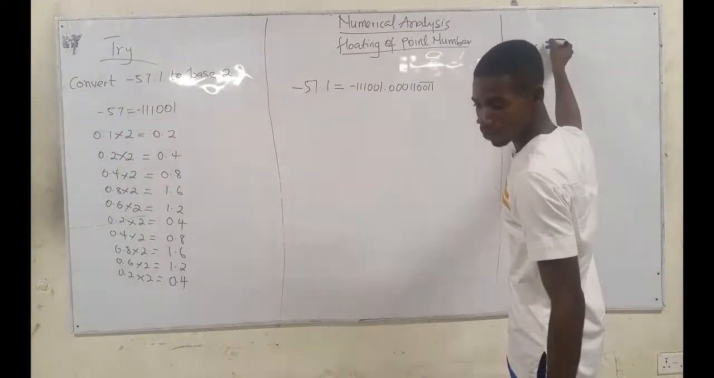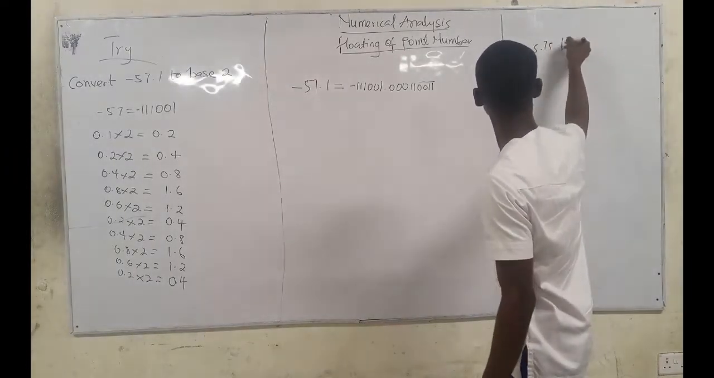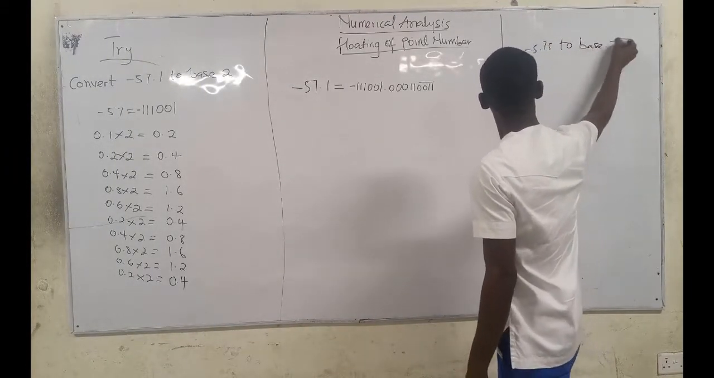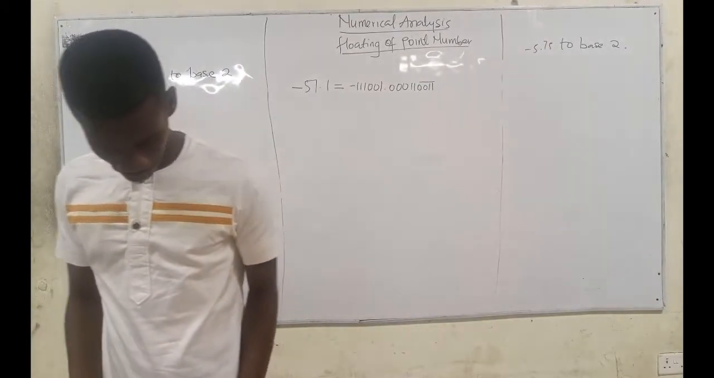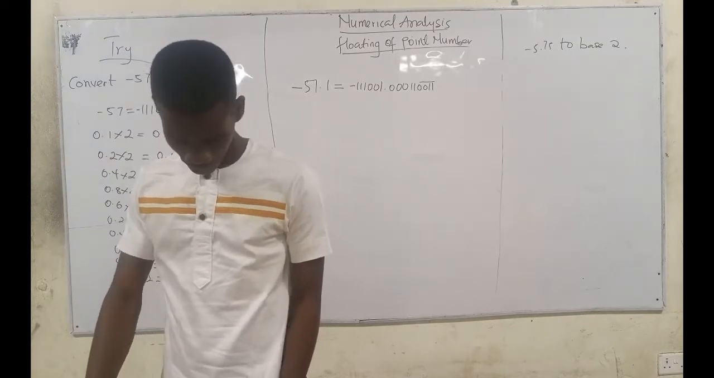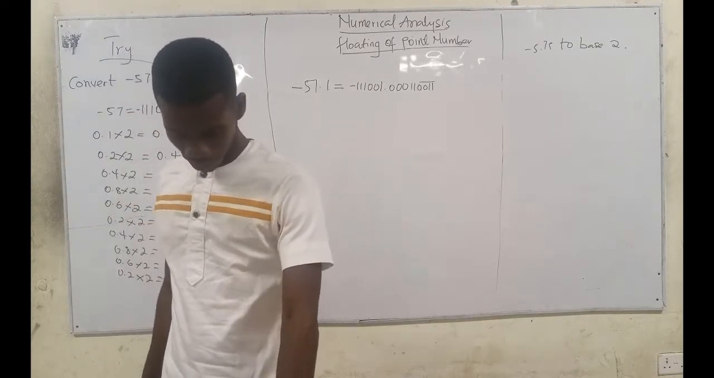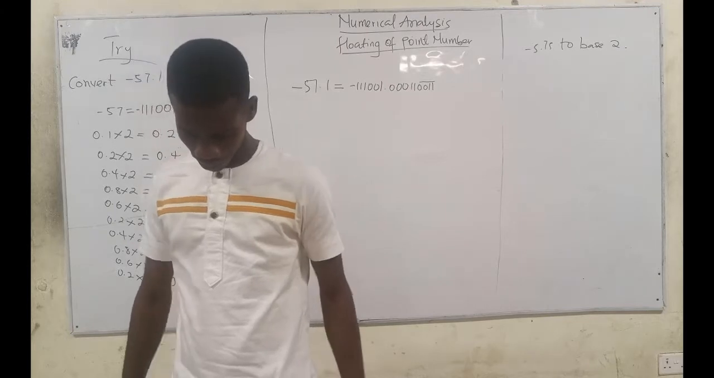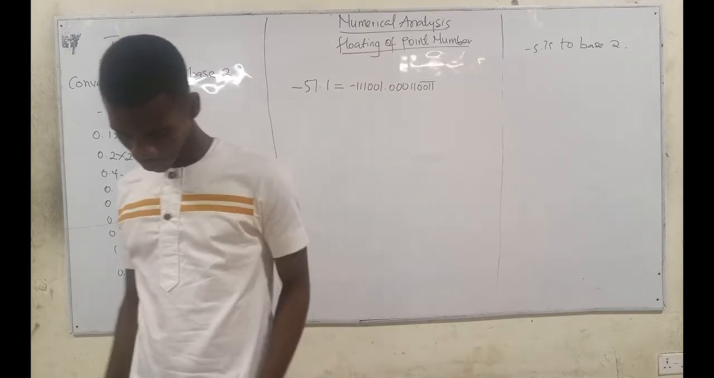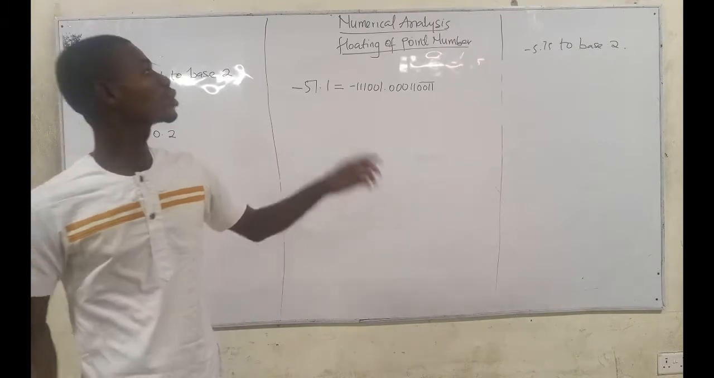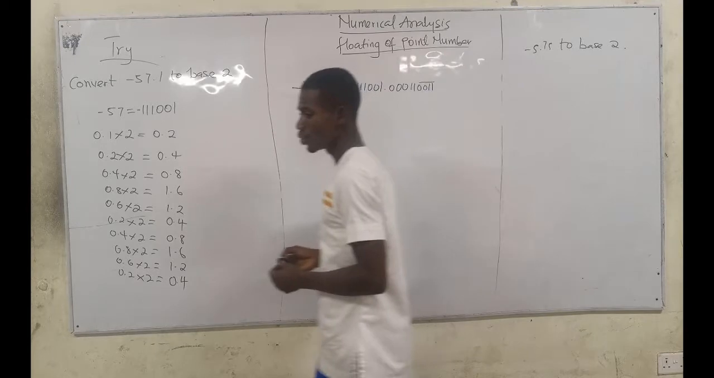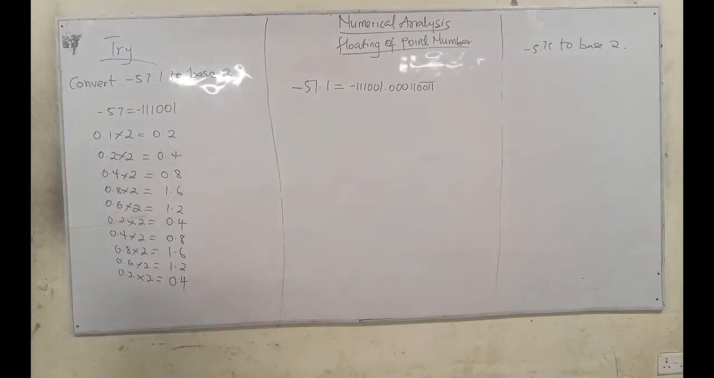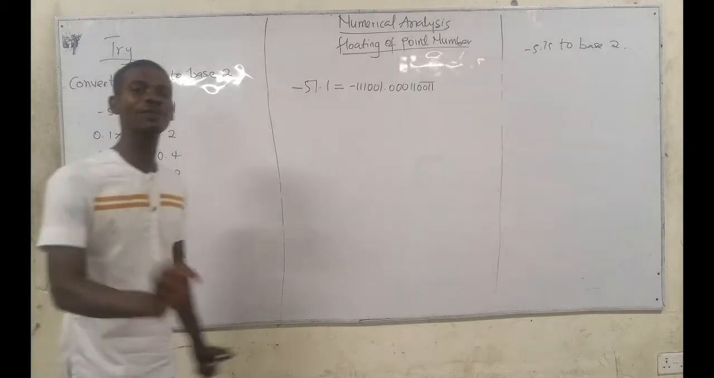Convert negative 5.75 to base 2. So let's take this negative 5.75 to base 2. Change the 5 to base 2. After that, we concentrate on the 75, that is 0.75.